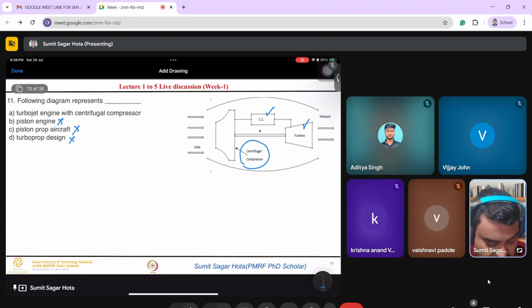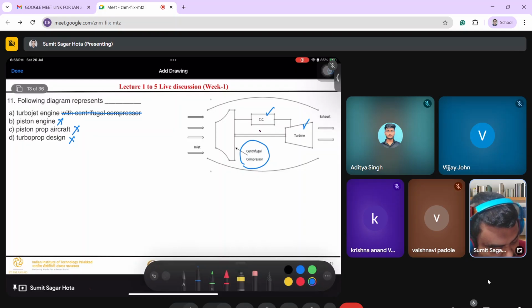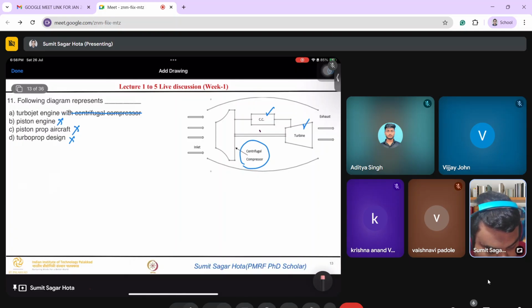In most questions they are not going to tell you whether the centrifugal compressor exists or not. It's a little easy now, but in the questions they only write down turbojet engine. Sometimes they're also not going to mention it. So the answer is A.